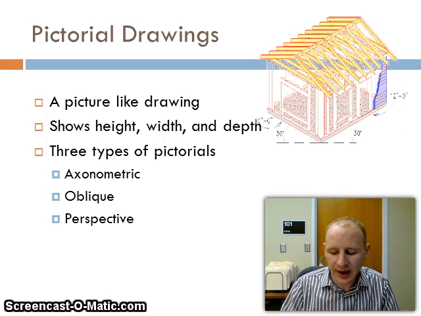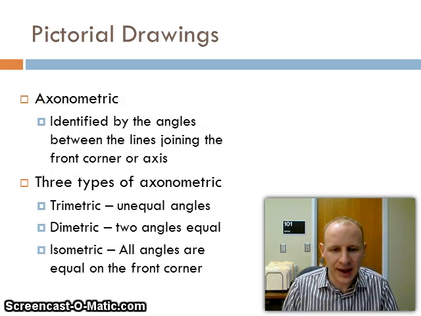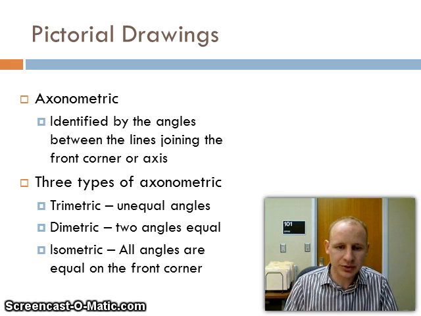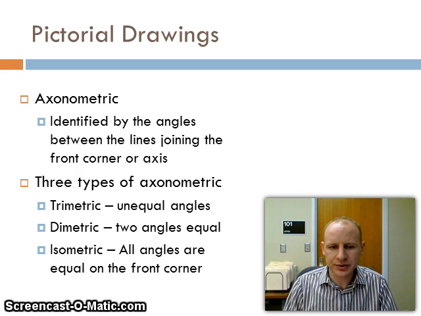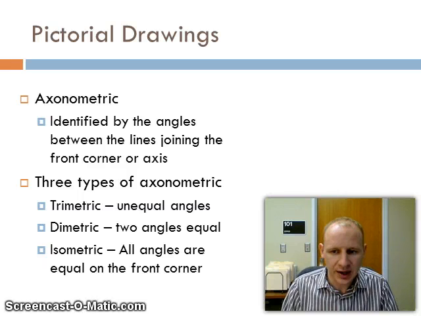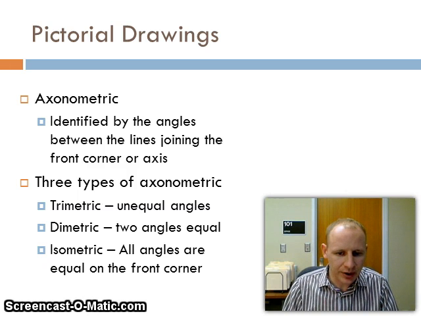So starting with axonometric. In axonometric drawings, they are identified by the angles between the lines joining the front corner or axis of the drawing. And so the three types of axonometric drawings are trimetric, dimetric, and isometric. Well, isometric is probably one that you maybe have heard of before at least, and that's the most popular one out there. And in an isometric drawing, all angles are equal on the front corner.